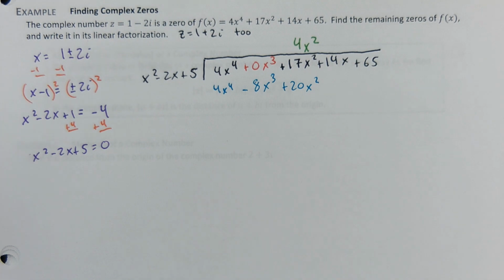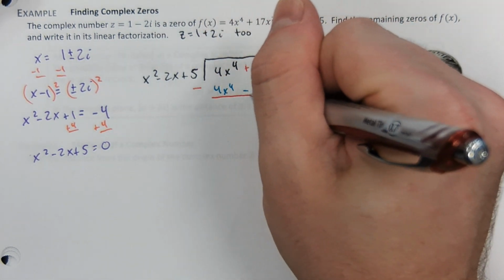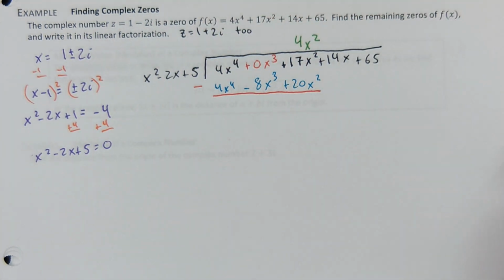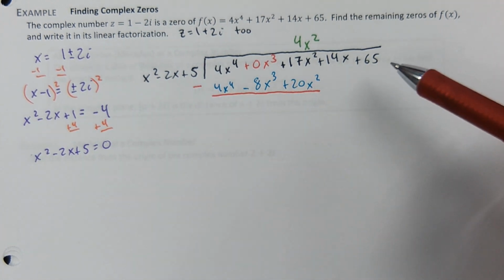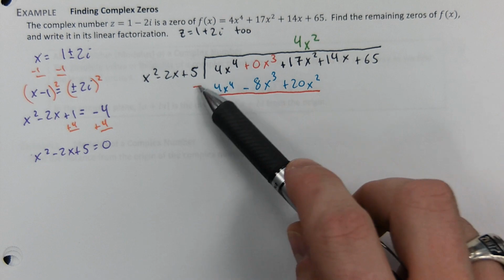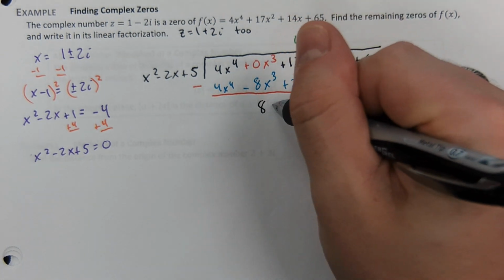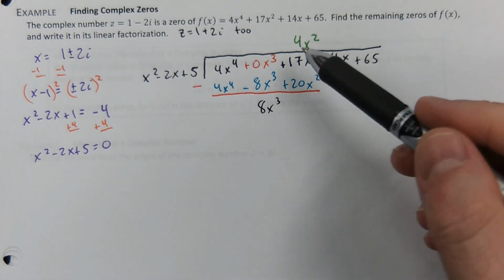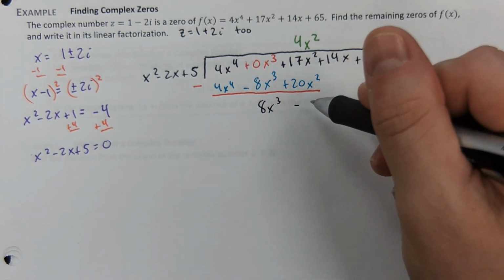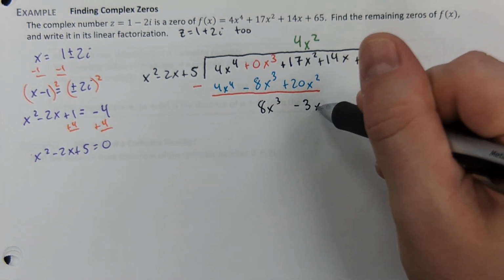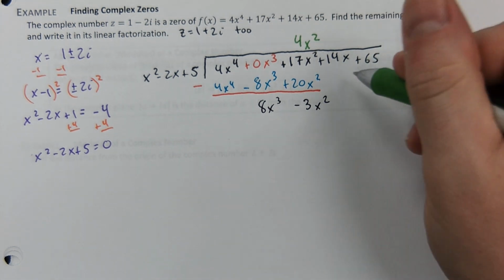And we are subtracting straight down. Just watch your double negatives. Remember, anytime you say minus negative, that actually means plus. So 4 minus 4, yeah, that's 0. 0 minus negative 8, that means plus. 0 plus 8, 8x to the 3rd. 17 minus 20, negative 3x squared. And let's drop down our next term.